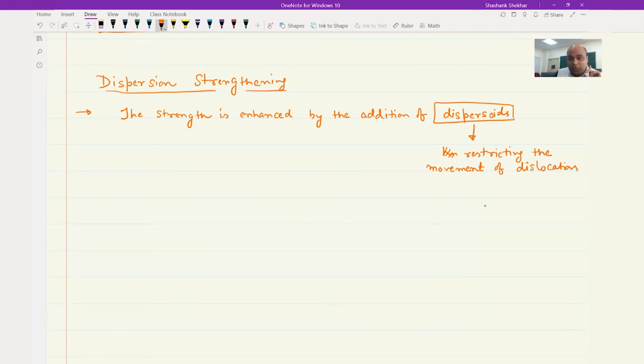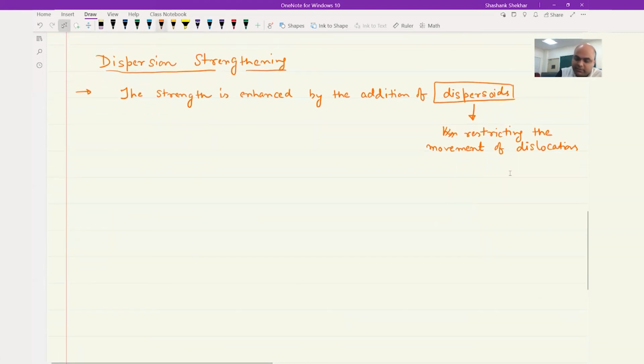Remember, when I started talking about strengthening mechanisms, the first thing I mentioned was that all these mechanisms are based on the restriction of movement of dislocations. Previously we talked about precipitation strengthening, where precipitates were responsible for the restriction in the movement of dislocations. Here, dispersoids are restricting the movement of dislocations and thereby increasing the strength of a given alloy. So what are dispersoids?